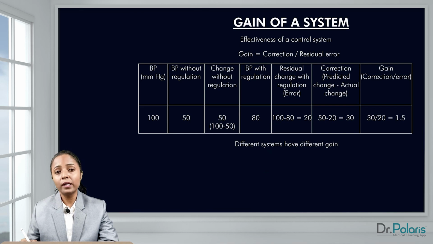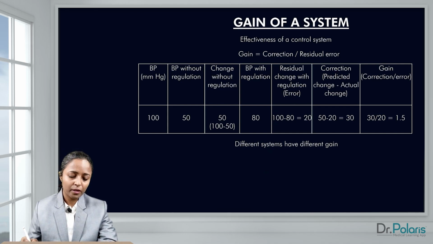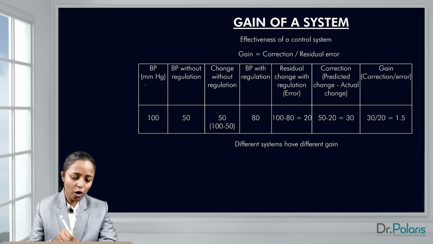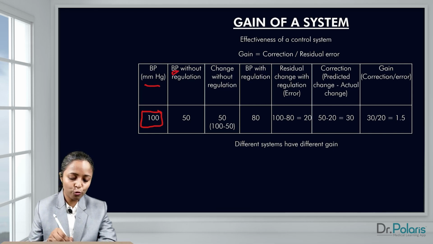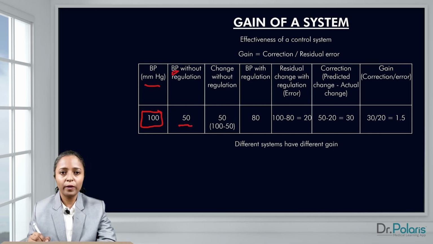Now, there is one other property of a control system that is known as the gain of a system, which is a measure of the efficiency of the system. That means how well it is actually correcting the error. To understand it, let's take an example. Suppose normal blood pressure is 100 millimeter mercury. And if there is any disturbance, say a lot of blood loss occurs, then the BP may fall to 50 millimeter mercury, right?